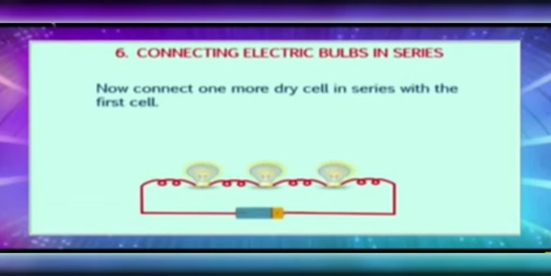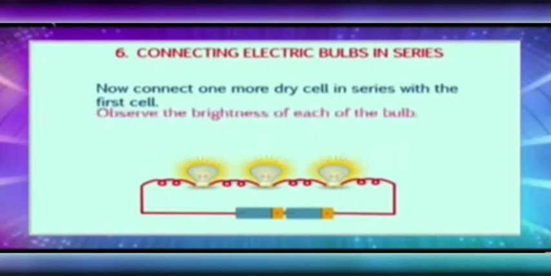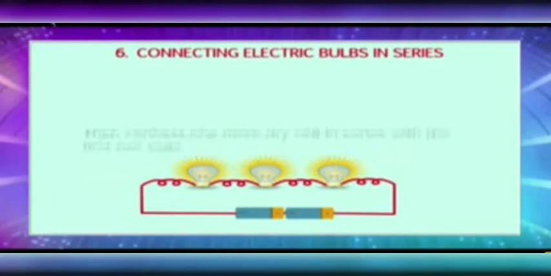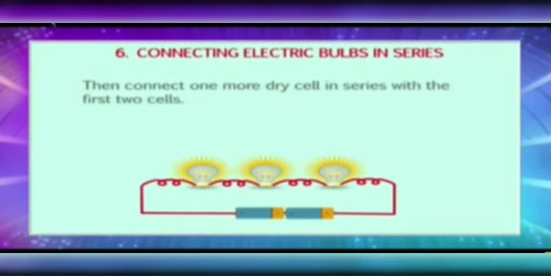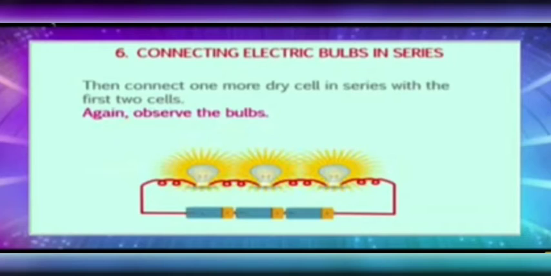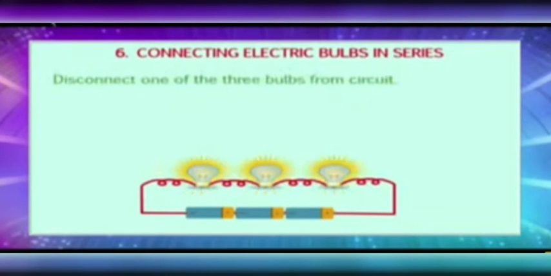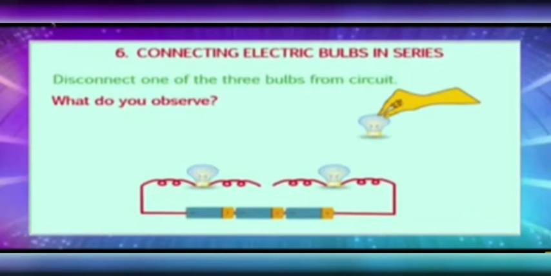Now connect one more dry cell in series with the first cell. Observe the brightness of each of the bulbs. Then connect one more dry cell in series with the first two cells. Again observe the bulbs. Disconnect one of the three bulbs from the circuit. What do you observe?